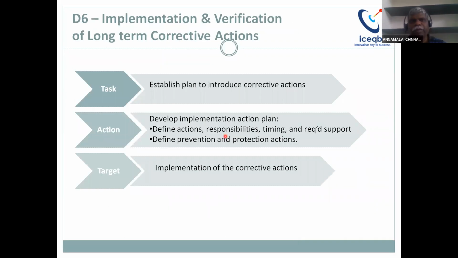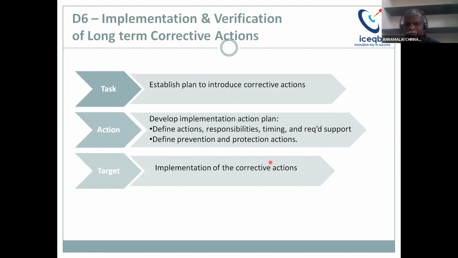Okay. So now the sixth step: you have decided which corrective action you are going to take. Then you have to establish a plan to introduce the corrective action, that is, develop the implementation action plan. That means what actions you are going to take, who is responsible for implementing it, when you are going to implement it, and whether any support is needed. The output from this process will be the implementation of the corrective action. Whatever actions you have decided, now you have to implement those permanent corrective actions.